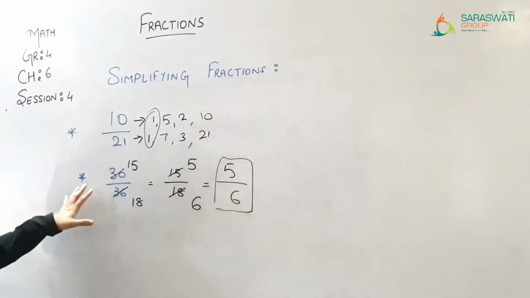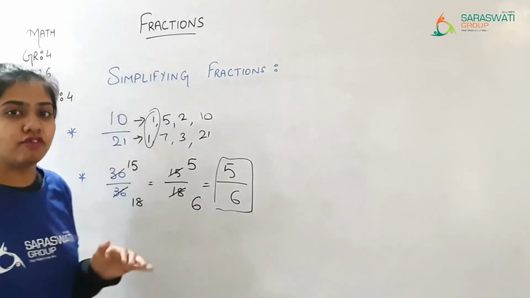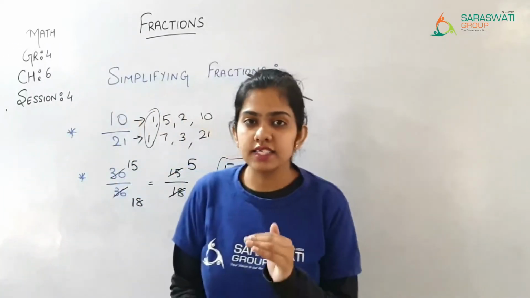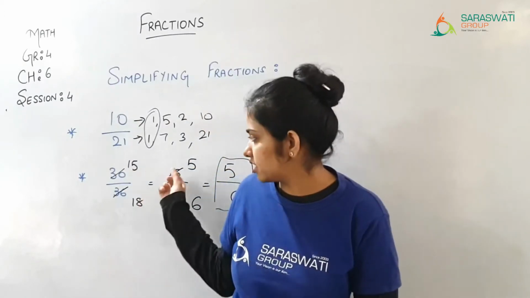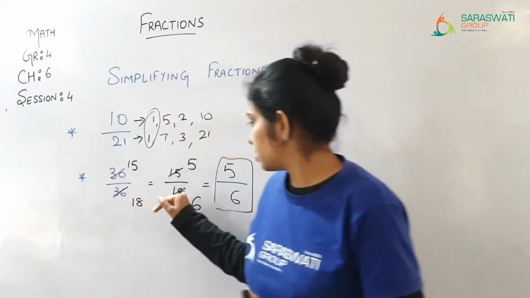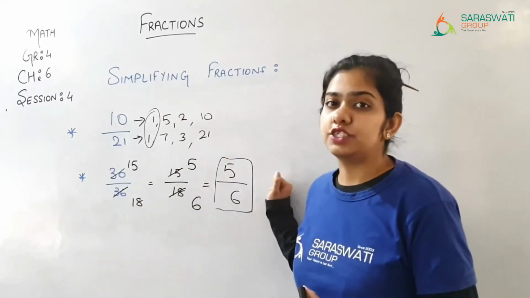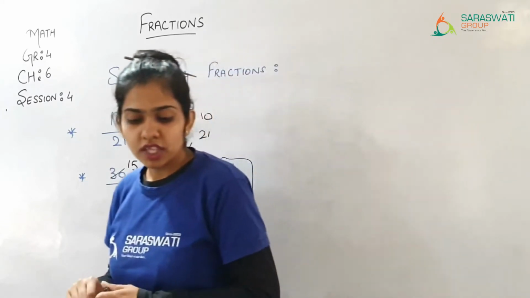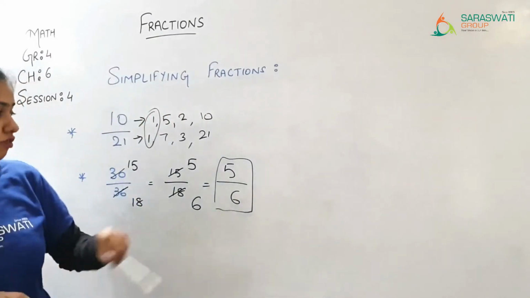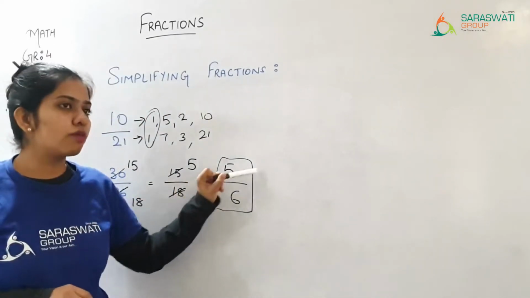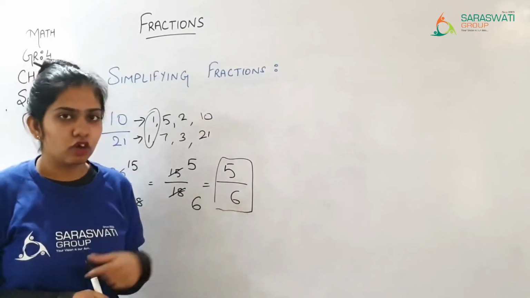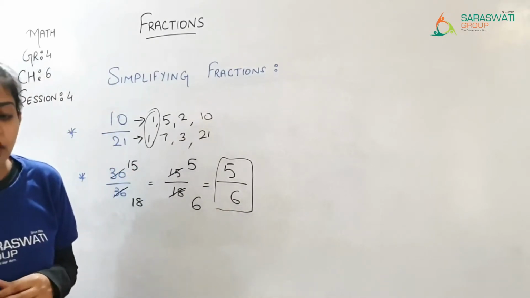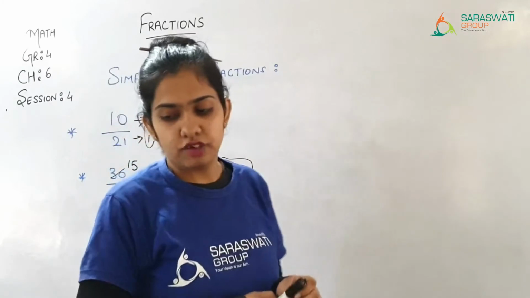So such kinds of fractions are known as simplifying fractions. If I ask you to write the simplifying fraction of this number, it means you are supposed to simplify and write the final fraction. So this we cannot divide further. Now we cannot divide 5 and 6 further. So now it is not possible to divide.